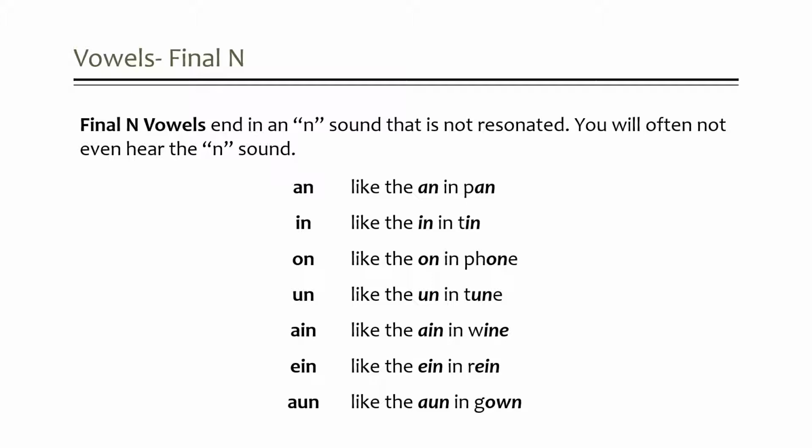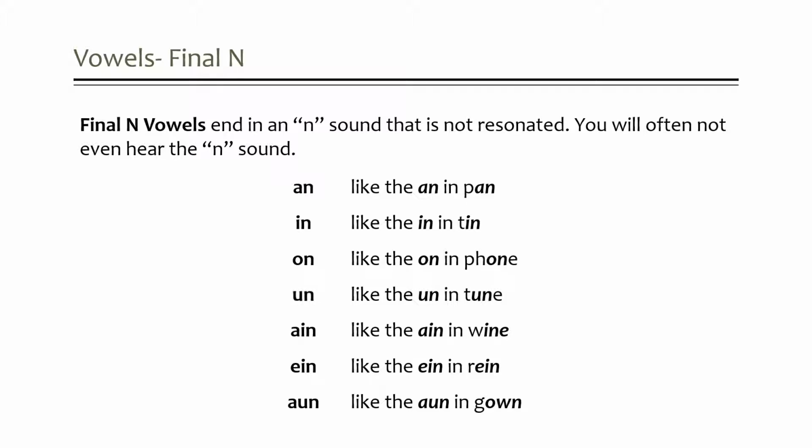So the best way to demonstrate that is just go down through this list and listen to the pronunciation of each. So the first is an AN sound. That's how it's going to be represented in this course, like the sound of the AN in the word pan. It'll sound like an. The next is IN, like the IN in 10. The ON sound sounds similar to the ON in the word phone. It's pronounced on. The UN sound is like the UN in the word tune.